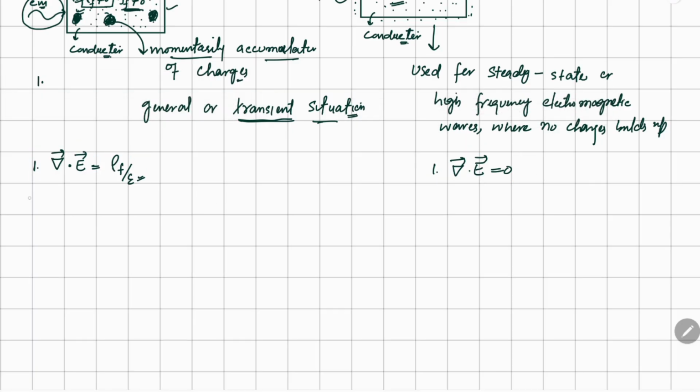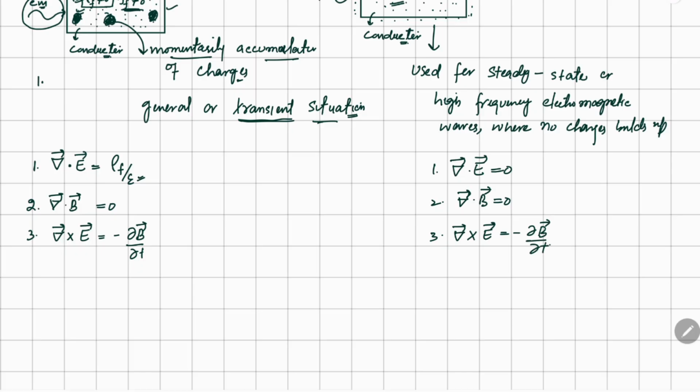Okay, now second, del dot B equals 0. There is no problem in that. Del dot B equals 0. Third, del cross E equals minus dou B by dou t. Third, del cross E equals minus dou B by dou t.